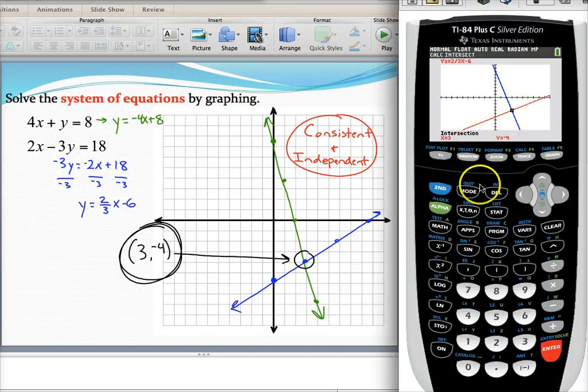It's a really cool way to do these problems, especially if your answers are not integers. If you have a decimal, this is a great way to get an accurate answer, as well as a quicker way to do the problems.